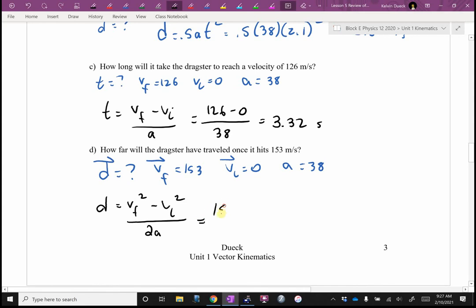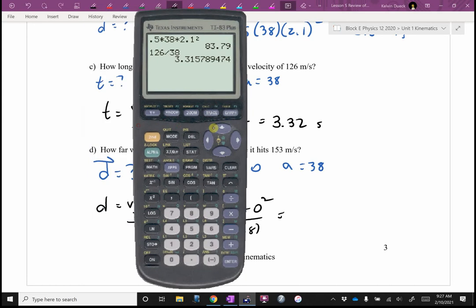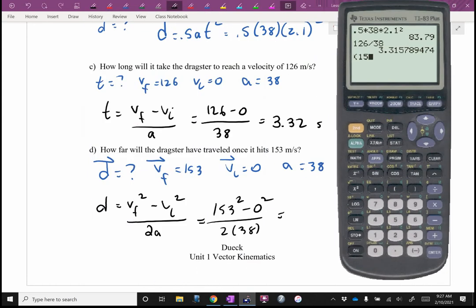VF was 153 squared minus 0 squared all over 2 times 38. And then last year I would have said, is this a fraction? And you would have said, yeah. And I would have said, is there more than one thing on the top? Brackets around the top. Is there more than one thing on the bottom? Brackets around the bottom. Unless you have the fancy schmancy fraction button. Two-level fractions. 153 squared divided by bracket 2 times 38. Do y'all get 308 meters? Yes?